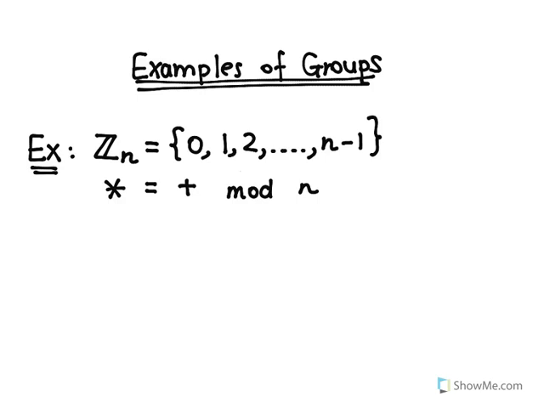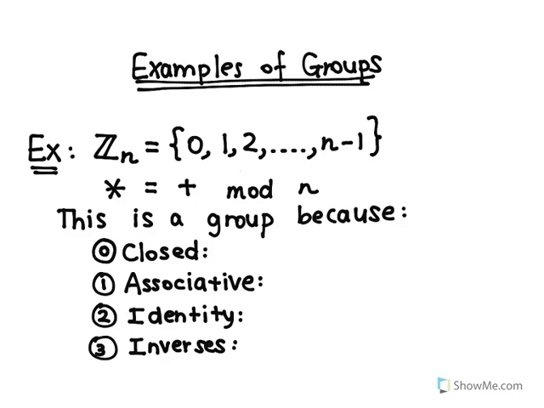And then we'll let the binary operation star be the operation of addition modulo n. Remember that to check that this is a group, there's really 4 things we need to check. So let's talk through those briefly. The first thing to check is closure, in other words, that this operation is closed.